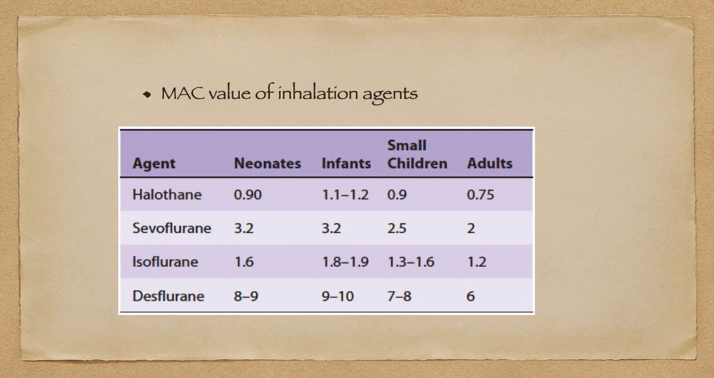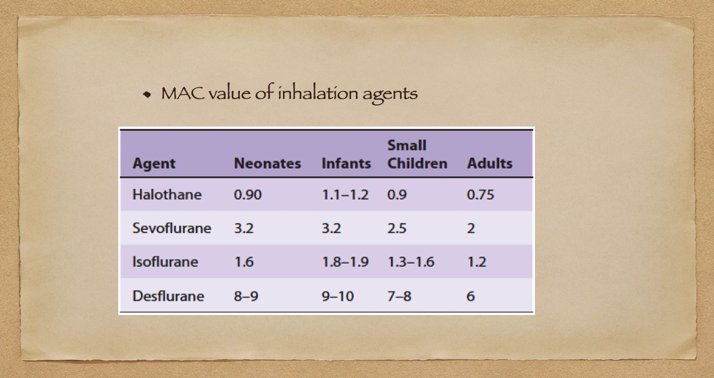In this table you can see the MAC values of inhalational agents. Halothane in neonates is 0.9. As the age progresses, infants require 1.1 to 1.2 MAC, small children 0.9, and in adults the MAC value is 0.7.